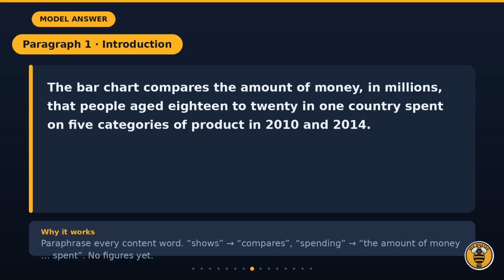Paragraph 1, the introduction. The bar chart compares the amount of money, in millions, that people aged 18 to 20 in one country spent on 5 categories of product in 2010 and 2014. 1 sentence. Every content word from the prompt is replaced: shows becomes compares, spending becomes the amount of money spent, products becomes categories of product.